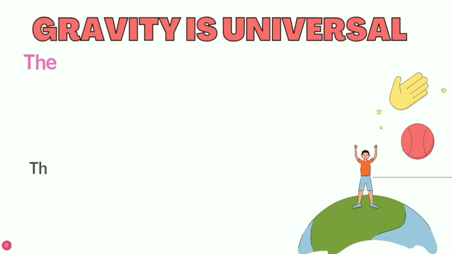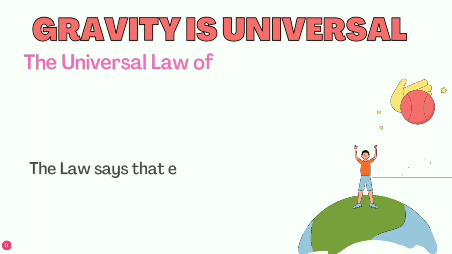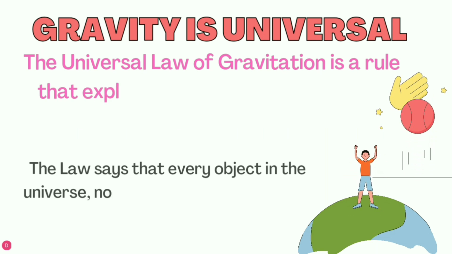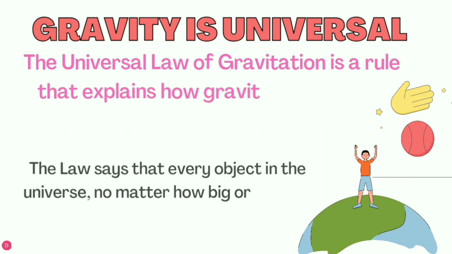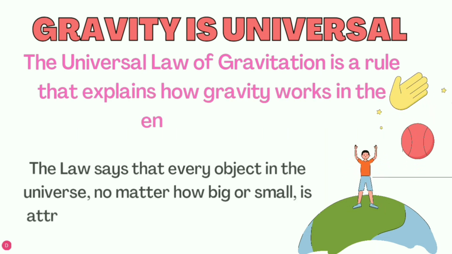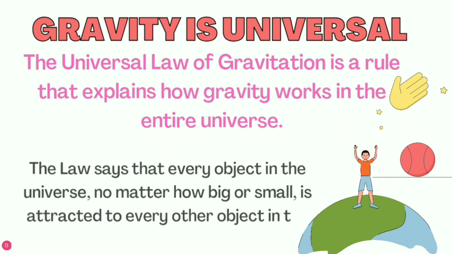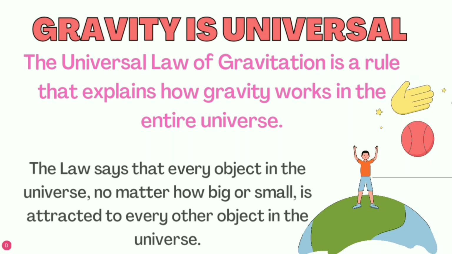Gravity is universal. The universal law of gravitation is a rule that explains how gravity works in the entire universe. The law says that every object in the universe, no matter how big or small, is attracted to every other object in the universe.